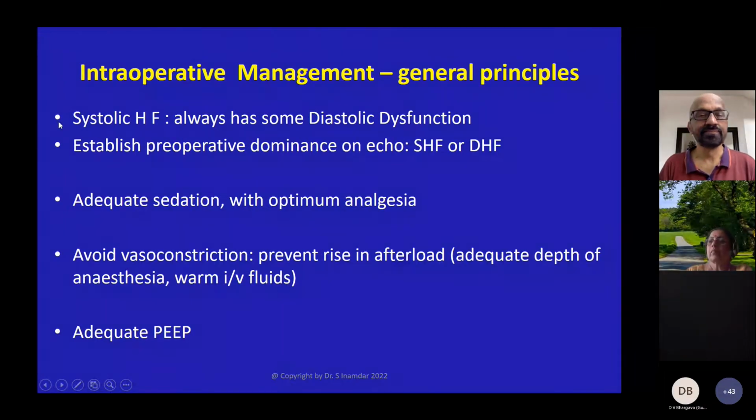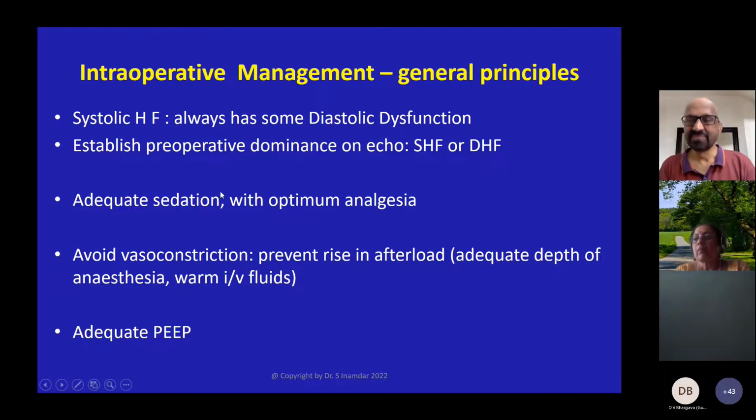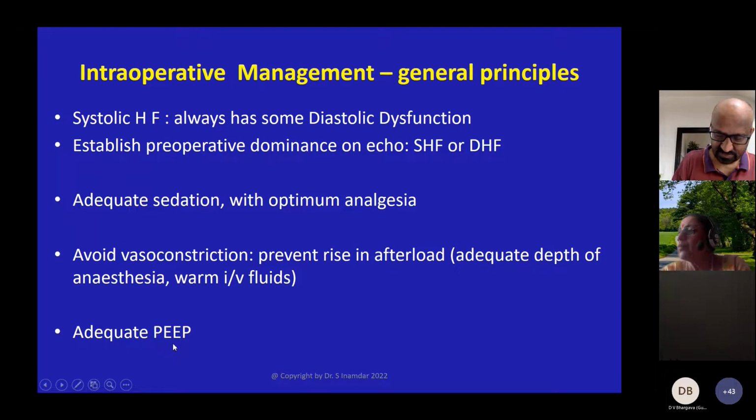So, general principles during operation: systolic heart failure always has some diastolic dysfunction. Establish the dominance before. Adequate sedation and optimum analgesia. Avoid vasoconstriction. Prevent rise in afterload. Adequate depth of anesthesia and warm fluids. And adequate PEEP. I mean, PEEP, if more, can increase the afterload.